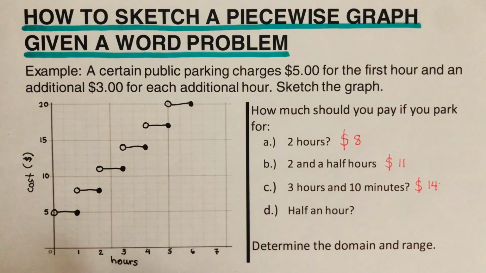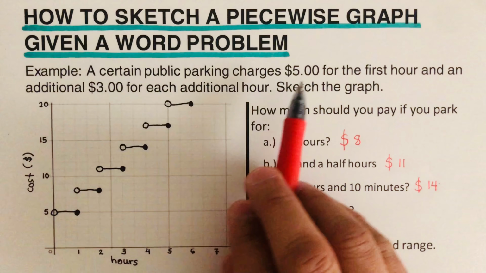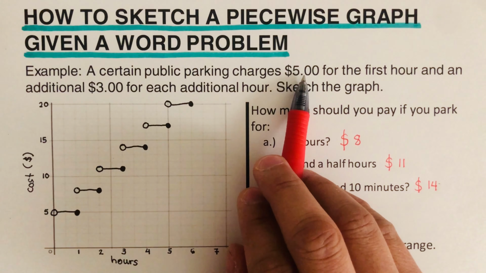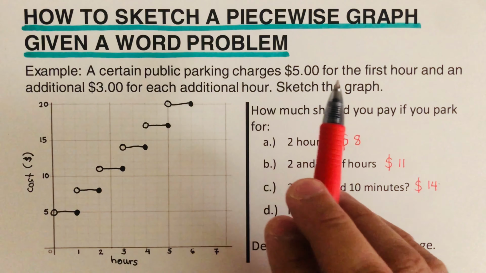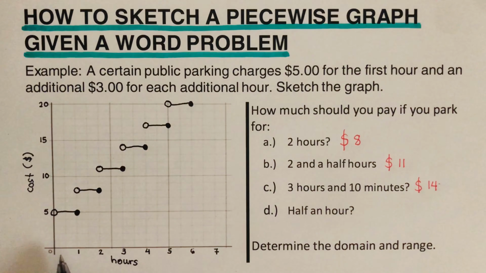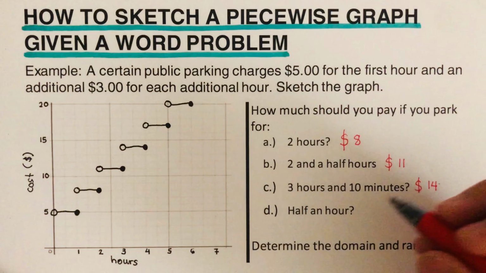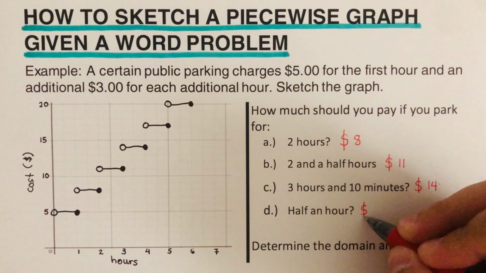And then half an hour. Others are going to think, since you said that for the first hour it's $5, if you park there for half an hour, should it be $2.50? No, based on this graph, it's actually $5. So even if you park the car for 10 minutes, the charge is $5. So this one right here would be $5.